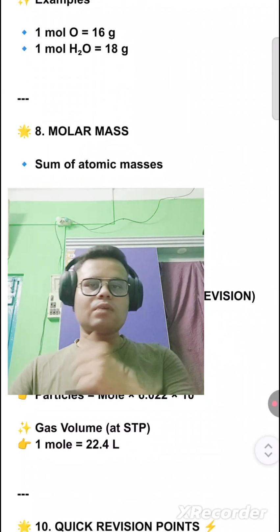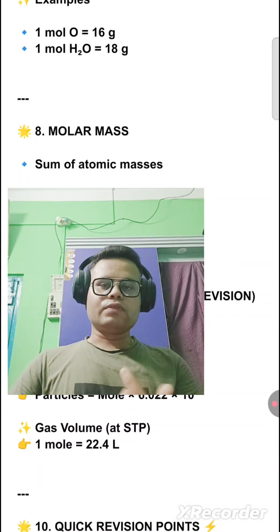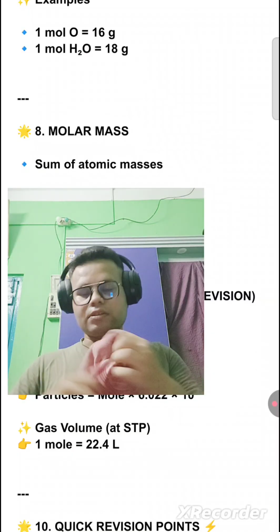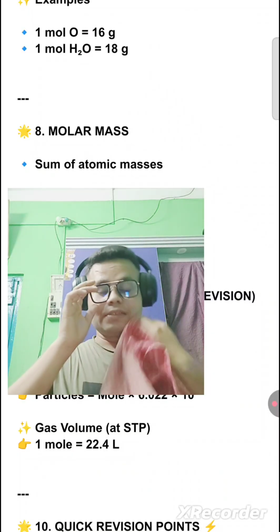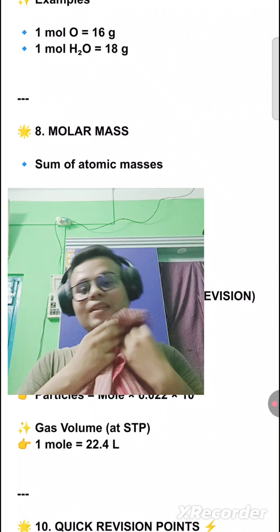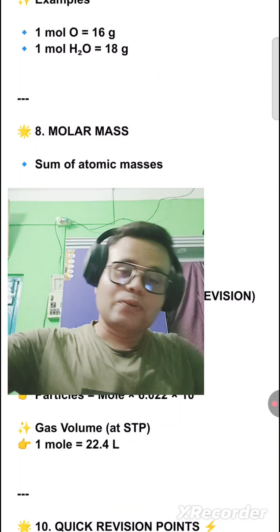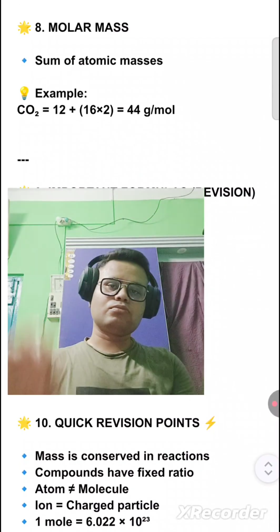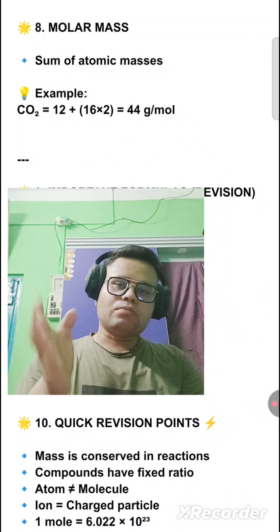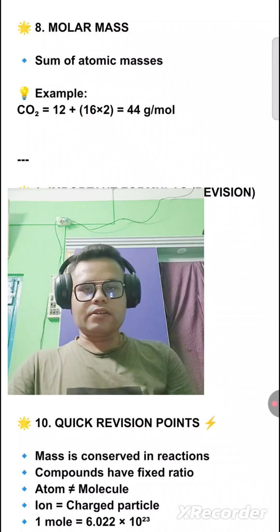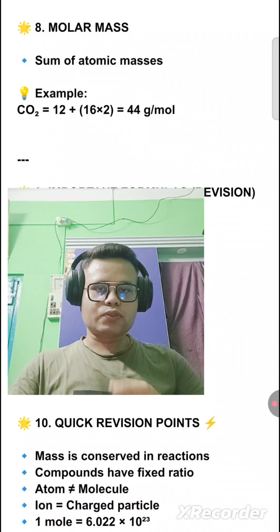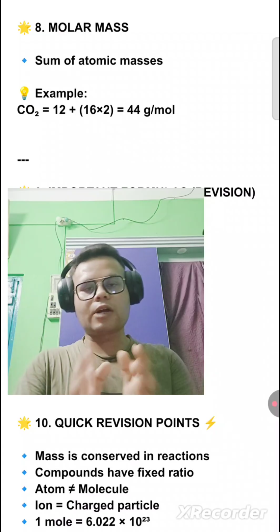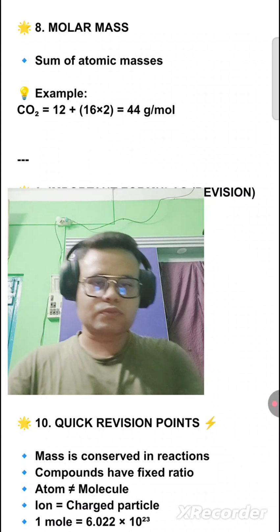After that, examples: 1 mole of O equals 16 gram, and 1 mole of H2O equals 18 gram. Talking about molar mass, it is the sum of atomic masses. For example, CO2 equals 12 plus 16 times 2. The total is 44 gram per mole for CO2.